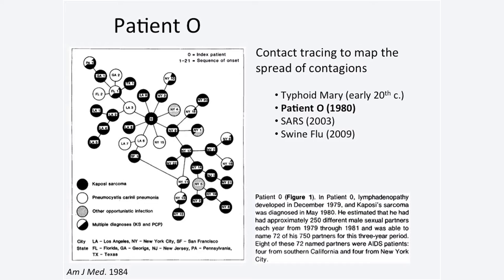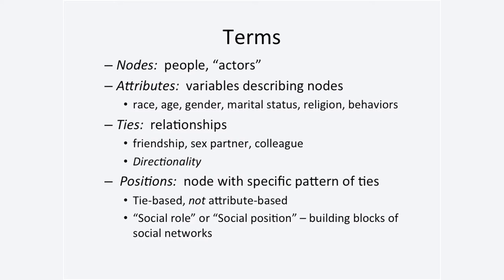You can see these are all different nodes, different cities, New York, LA, and this is a common approach used by epidemiologists to understand how disease is being transmitted. So there was typhoid Mary, and case contact mapping is really how this started. Patient O in 1980, the SARS epidemic had a network component, and then there's swine flu as well in 2009.